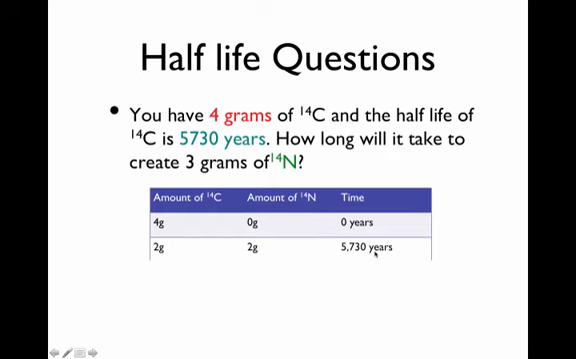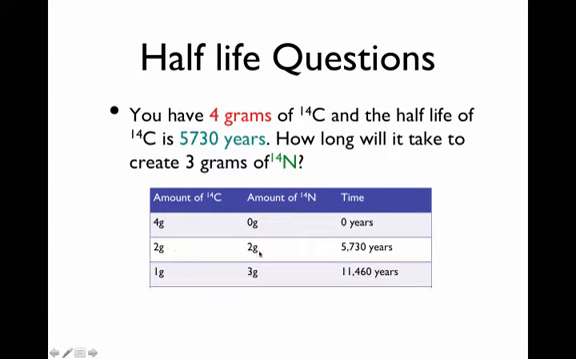Then I ask the same question again. How much carbon-14 am I going to have after another 5,730 years? Well, it's going to be half of 2 grams, which is 1 gram, which means 1 gram is going to be converted into nitrogen-14. And we already had 2 grams that were previously converted, so 2 grams previously converted plus another gram of carbon-14 converted into nitrogen-14 is going to make 3 grams of nitrogen-14 made and 1 gram of carbon-14 left over. And 2 sets of half-lives, or 2 sets of 5,730 years, is 11,460 years.